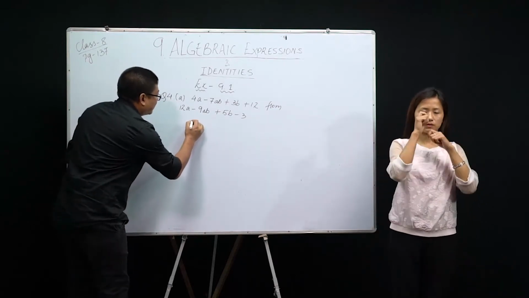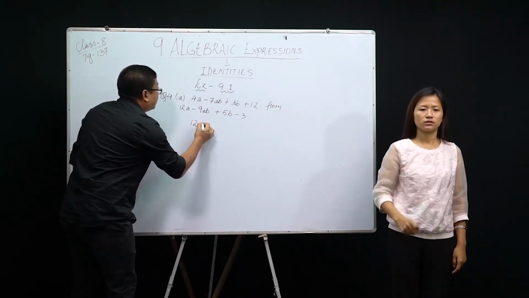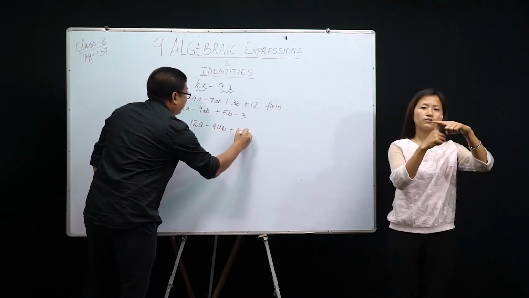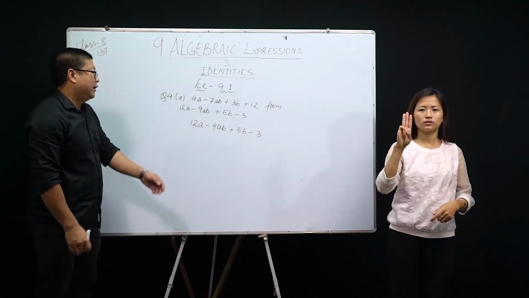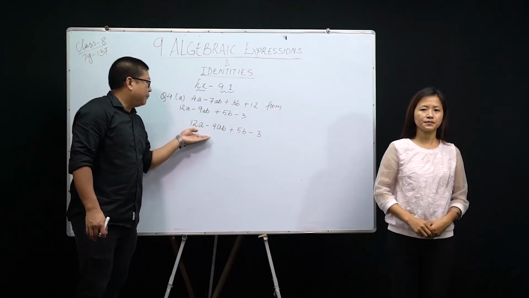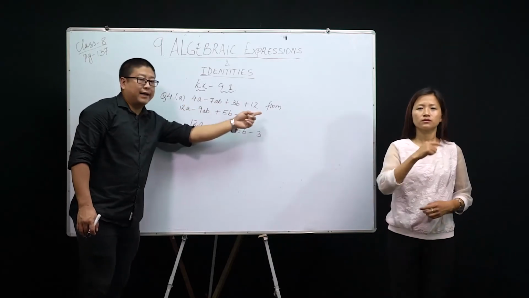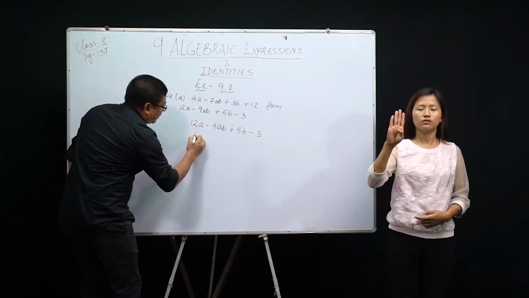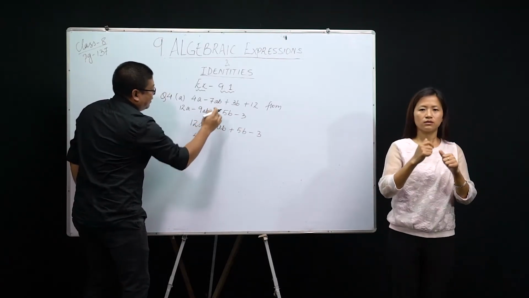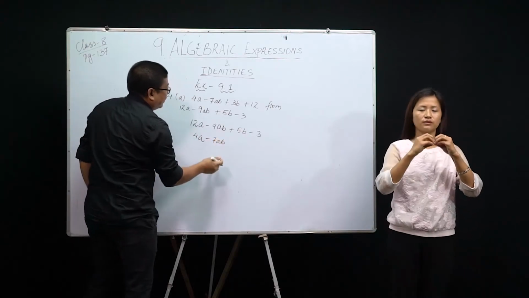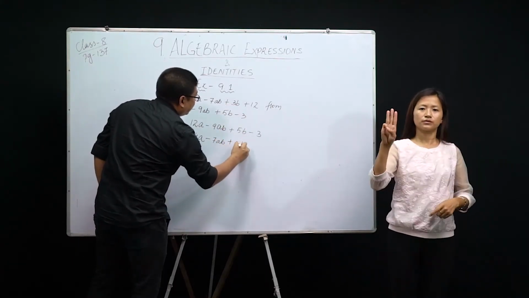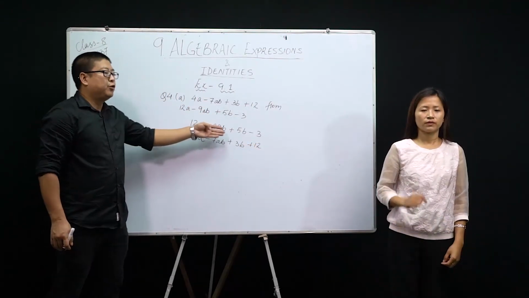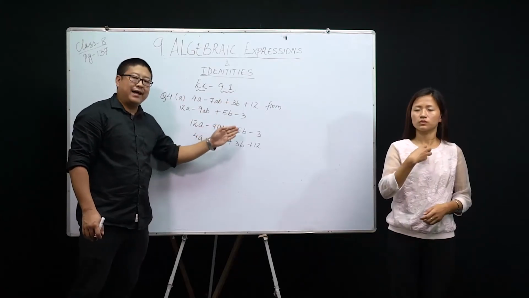So let's write the second expression first: 12a minus 9ab plus 5b minus 3. From this, we have to subtract the first expression. So I'm going to write it below. 4a, a is here, so I will write 4a here. Minus 7ab, plus 3b, plus 12. Here in this question, we don't have to arrange anything because they are in the same order.